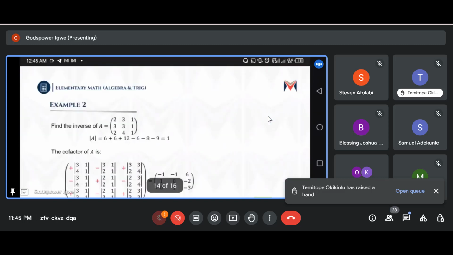But there is a shortcut which we used last time. I would also like us to look at that shortcut before we close. The shortcut, we said, okay, they say find the inverse of A.